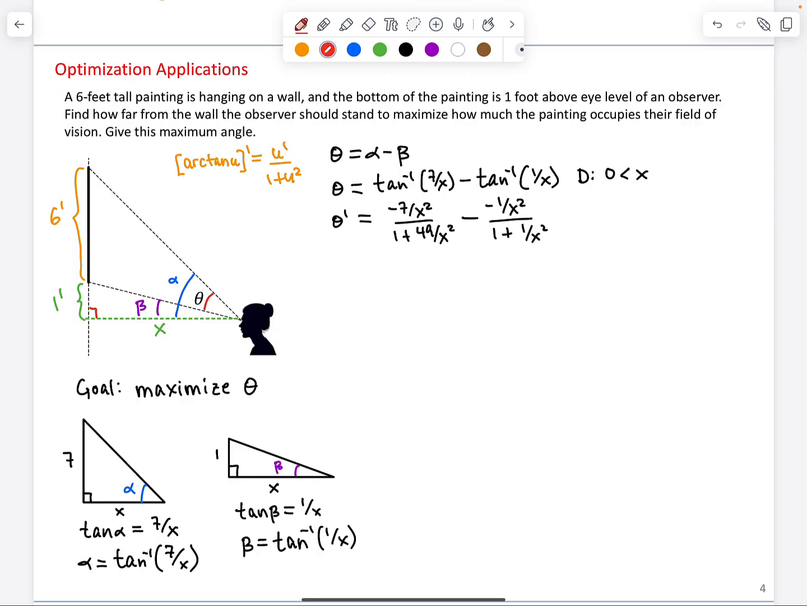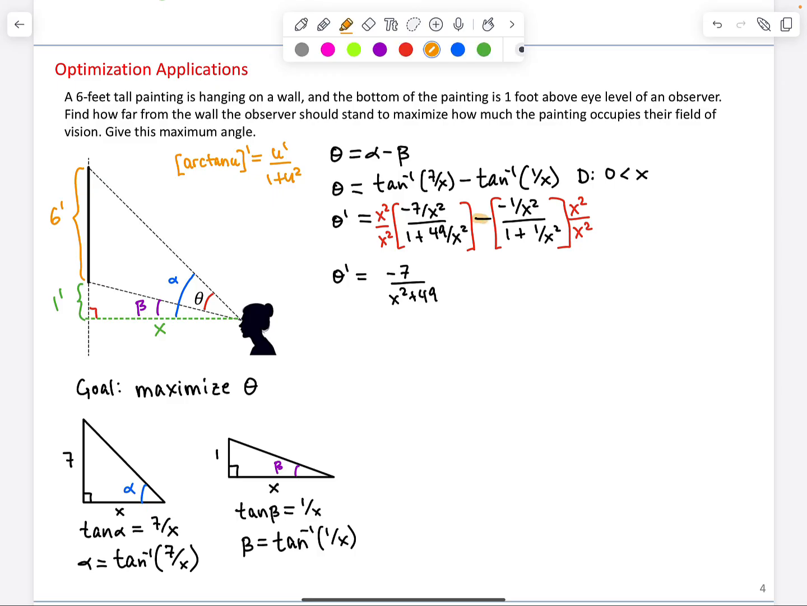Next, I recommend simplifying both of these by multiplying them each by x squared over x squared. So we get theta prime is equal to negative 7 over x squared plus 49. Then we have this subtraction of a negative, so this will switch to addition, plus, and then multiplying by the x squared, we get 1 over x squared plus 1. Now the domain of theta prime will be no more restrictive than the domain of the original function, so we have no type 2 critical numbers.